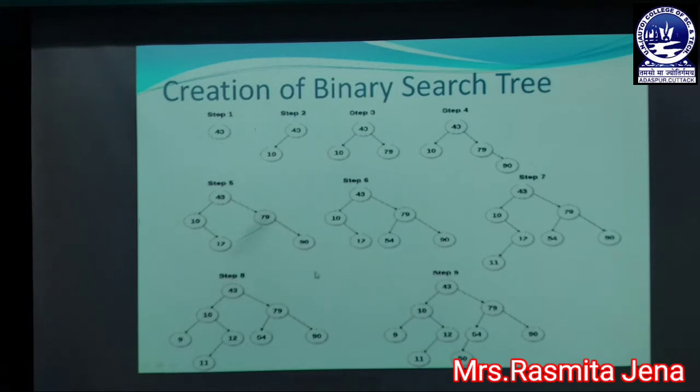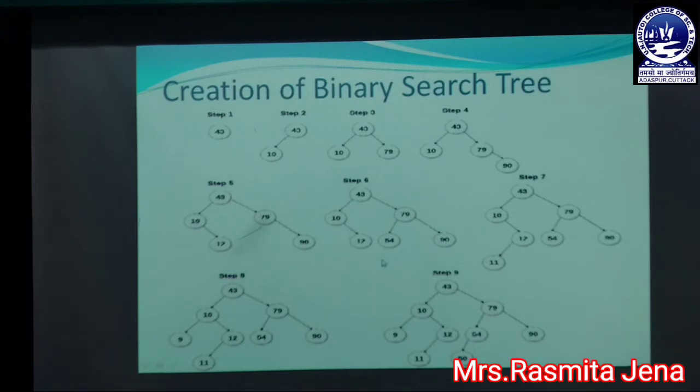Okay, and the next element is 12. First compare 12 with the root. As 12 is less than 43, it will be inserted in the left subtree of the node 43, and again we will get another node, that is 10. Again 12 is compared with 10. As it is greater than 10, it will be inserted at the right node of the node 10. But as it is less than 43, it will be in the left subtree of 43.